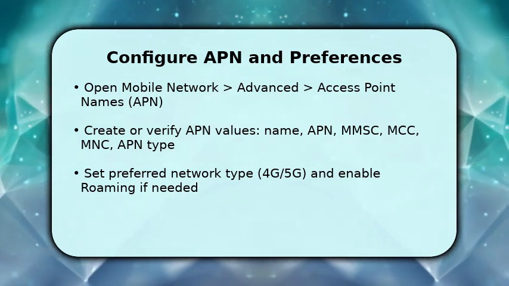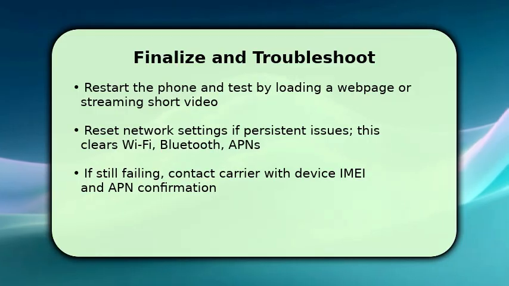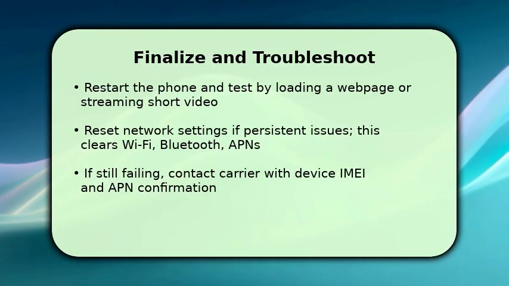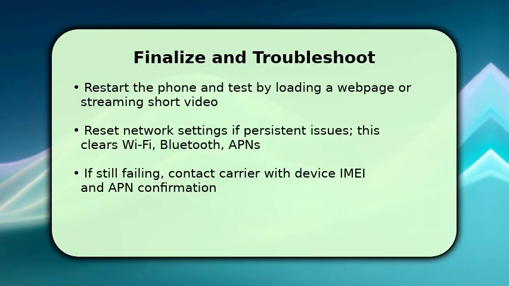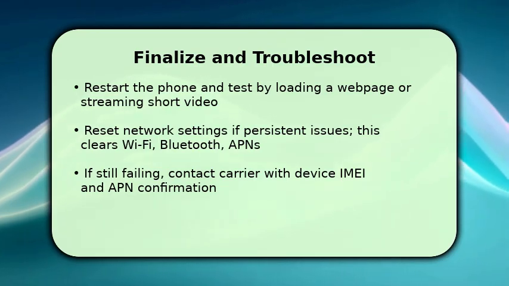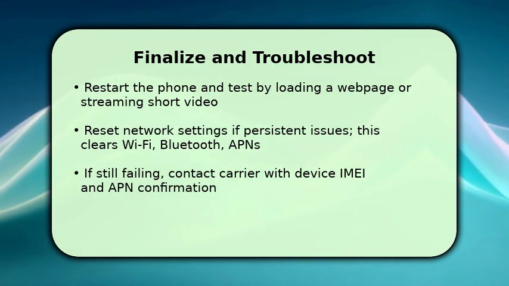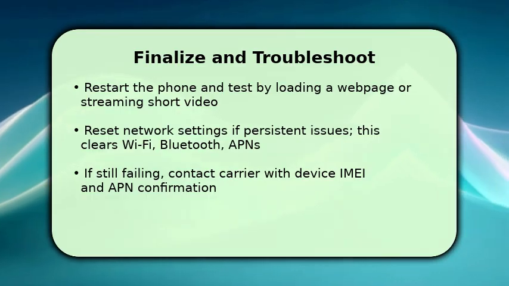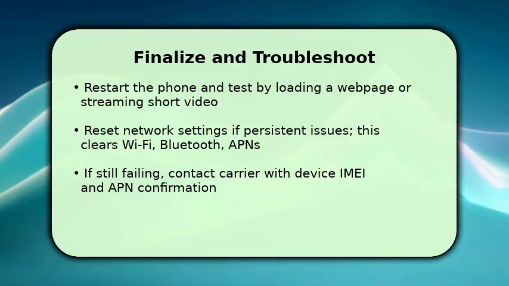To finish, restart your phone and test connectivity by loading a web page or streaming a short video to confirm speed and stability. If it still fails, reset network settings from System, Reset Options. This wipes saved Wi-Fi, Bluetooth, and APNs, but often fixes misconfigurations. Make sure you have APN values backed up before you reset.